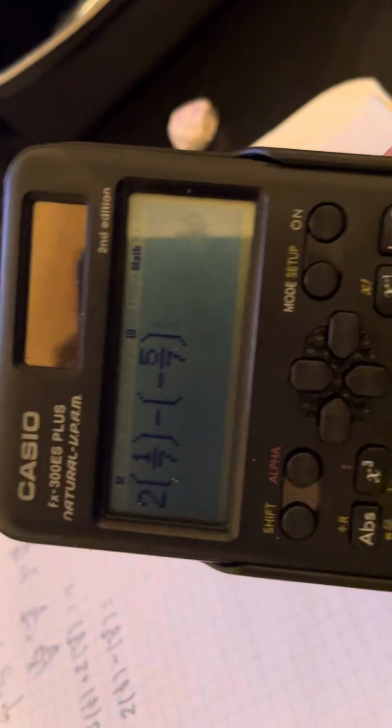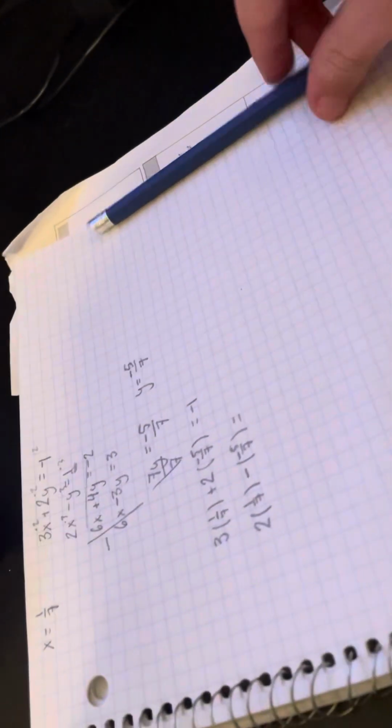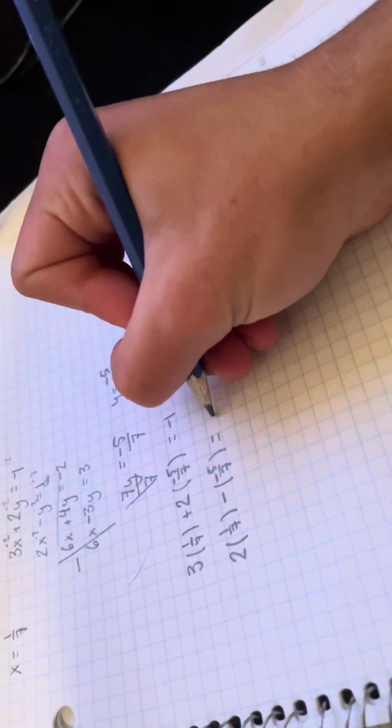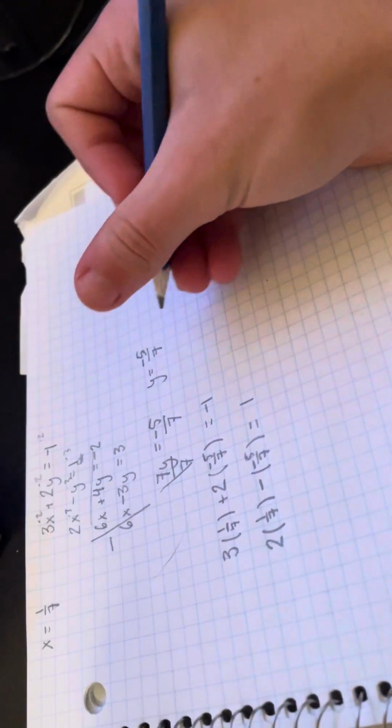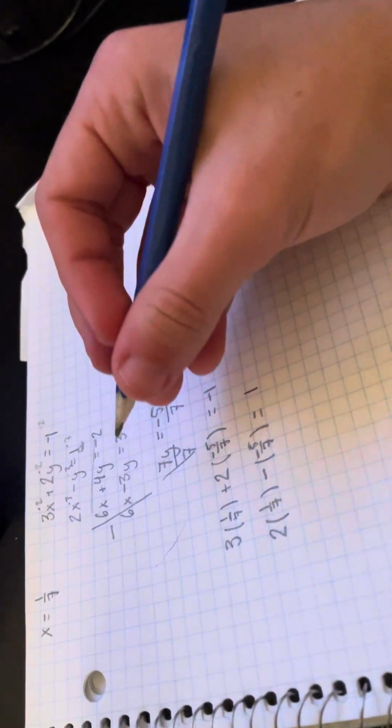Once again, 2 times 1 on 7, minus 5 on 7. So we see it written down, and it should be equal to 1. It is equal to 1. And so we know that our answer here is right. So y is equal to minus 5 on 7, x is equal to 1 on 7.